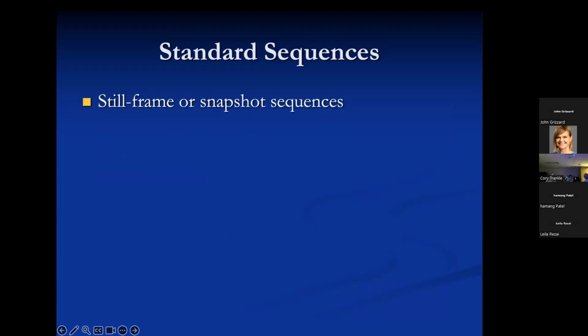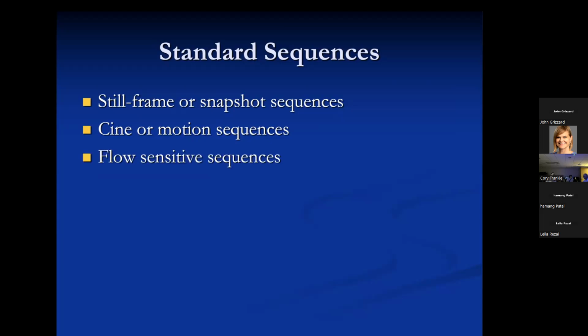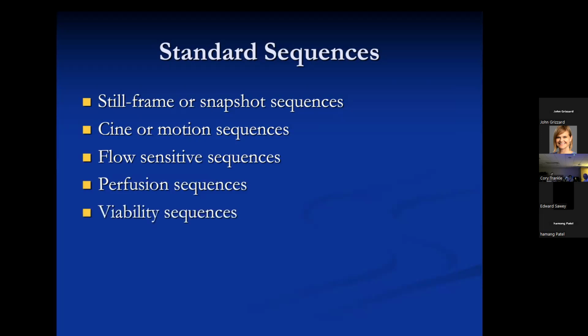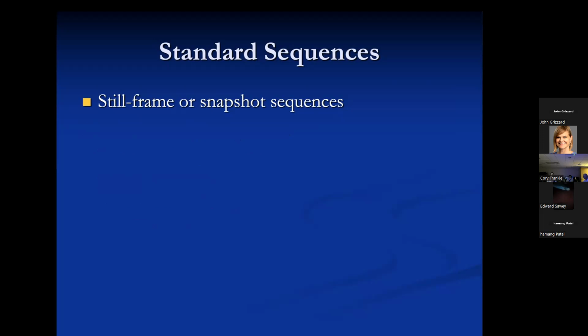So what's a standard scan? Well, we often start with still frame or snapshot, single shot images, we call it, with either dark blood or bright blood. We always do a series of cine images through the heart to quantify cardiac function. We'll often do flow sensitive sequences, particularly in instances of suspected congenital heart disease or leaky valves. Those will become important. Perfusion sequences in the cases of stress testing, or sometimes for other things like looking at masses. And then viability or late gadolinium enhancement sequences are useful for a variety of reasons, as we'll talk about.